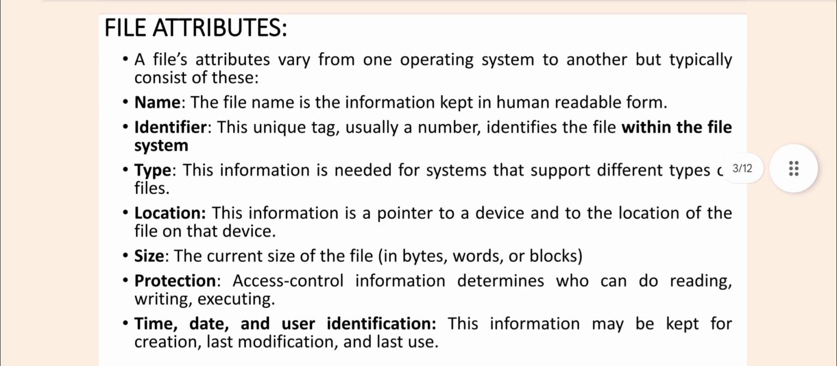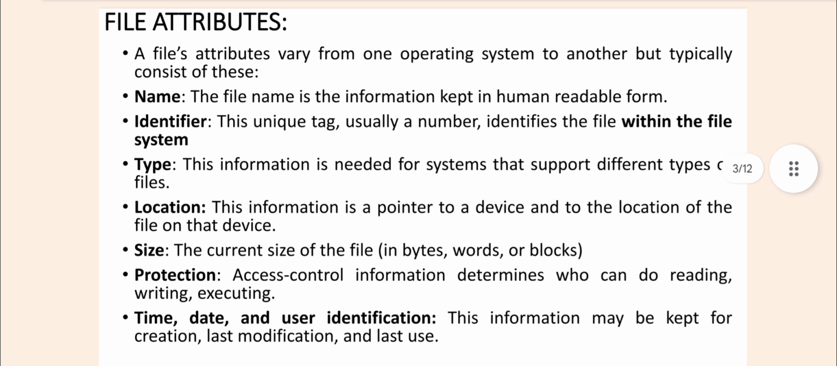Then we are going to see file attributes. What are the attributes of a file? File attributes are a form of metadata, which is data about data. They provide information about the file itself rather than the file content. So file attributes are a form of metadata.